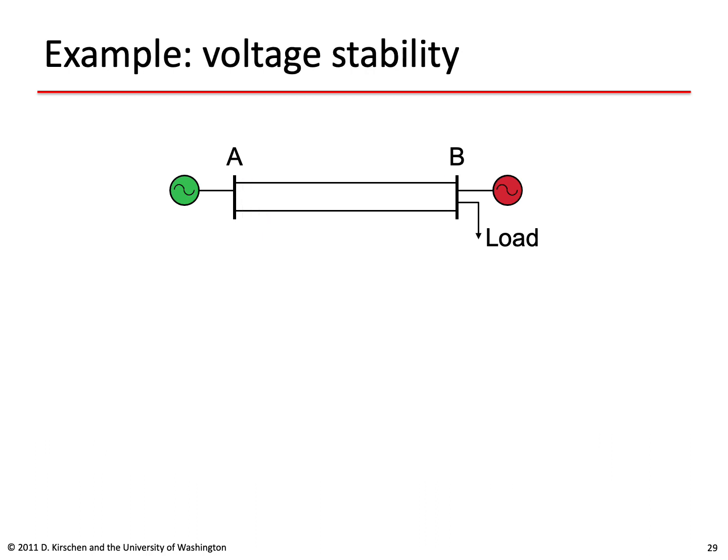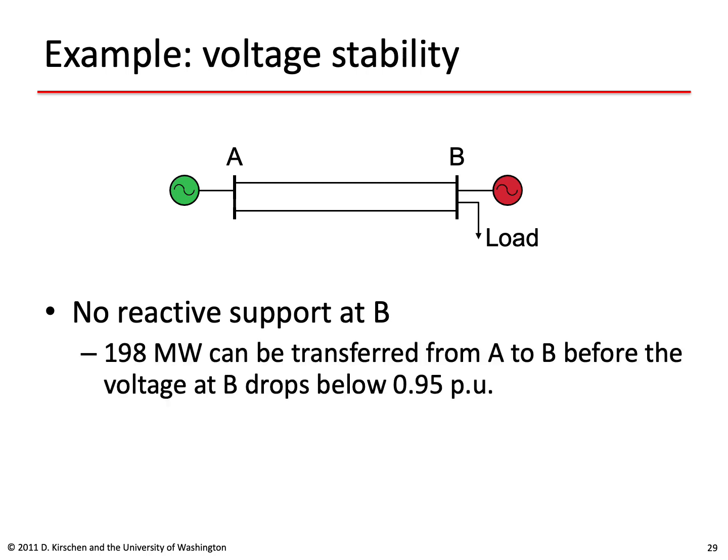Voltage and voltage stability considerations can also limit the amount of power that can be traded. So let's go back to our example, and let's suppose that we don't have any reactive support at B. Well, in this case, if we use a load flow program, we can calculate that 188 megawatts can be transferred from A to B or sold by A to the load at B before the voltage at B drops below the standard limit of 0.95 per unit. So definitely we would not want to allow A to sell more than 198 megawatts to this load.